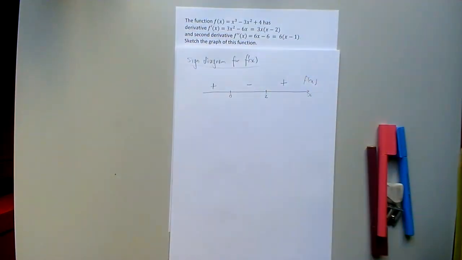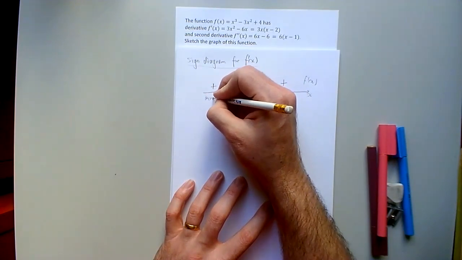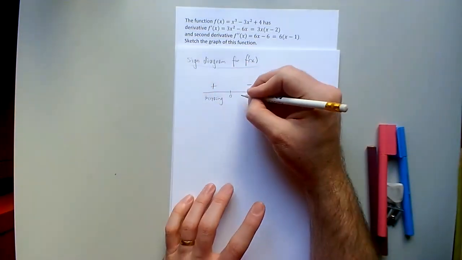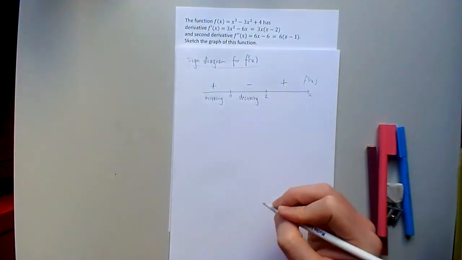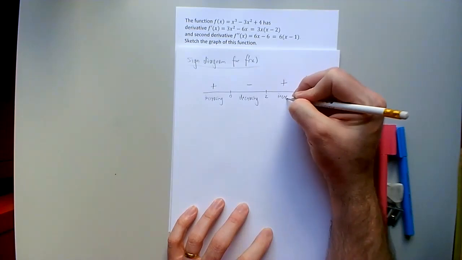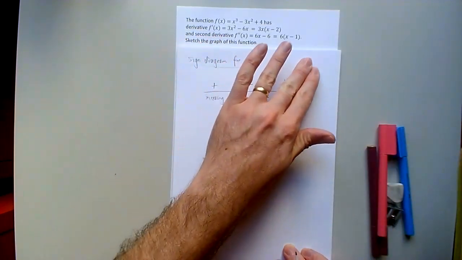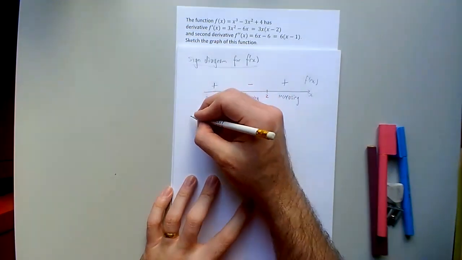Okay, so it goes plus, minus, plus, and this would be increasing because the first derivative is positive, and this would be decreasing because the first derivative is negative, and this would be increasing. Okay, so I already know it goes up and down and up. That's good, and that is the shape I expect for a cubic. Now let me do the second derivative.